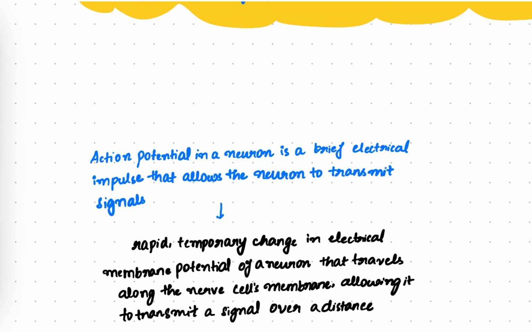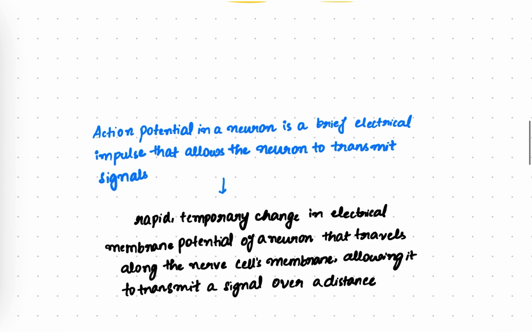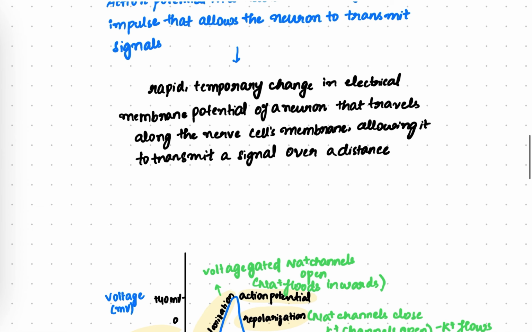So the electrical membrane potential changes. These changes in the electrical membrane potential help in transmission of the signal. This is called an action potential. There are different phases in an action potential. The most important thing before this is the resting membrane potential.